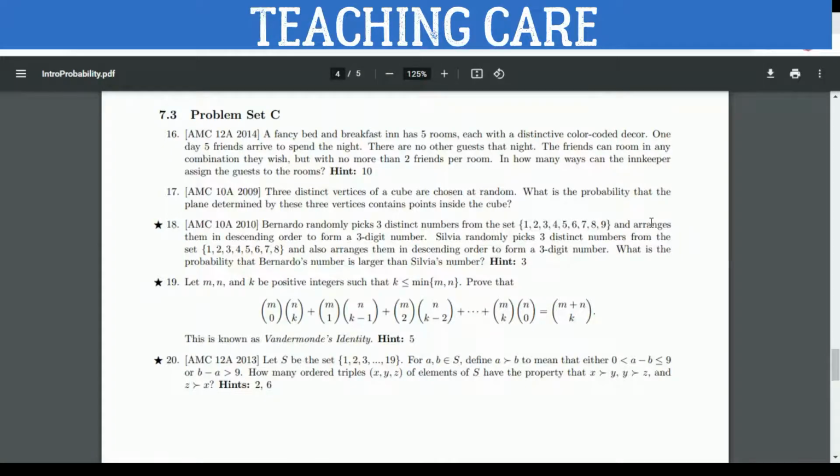The distinct vertices of a cube you are going to take. You know how many sides are there? 6 sides are there in a cube, right? You are going to take any 3 distinct vertices. What is the probability that the plane determined by these 3 vertices contains points inside the cube?